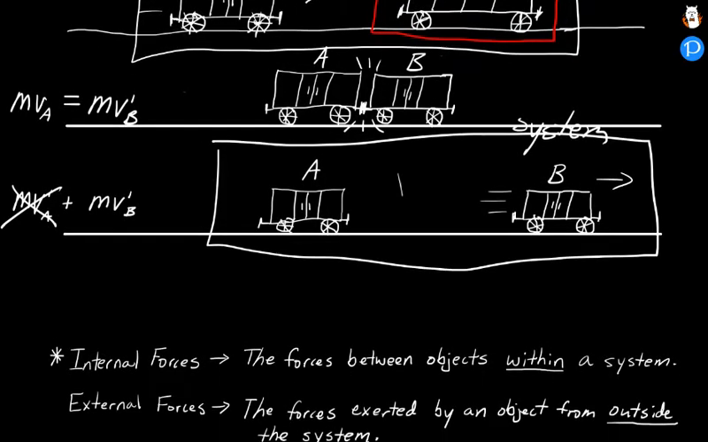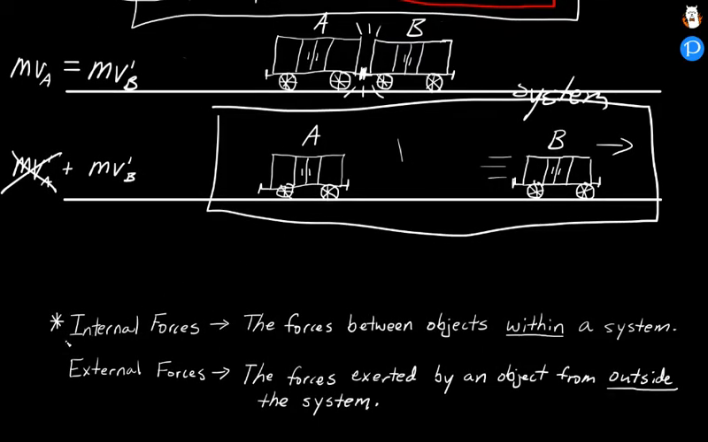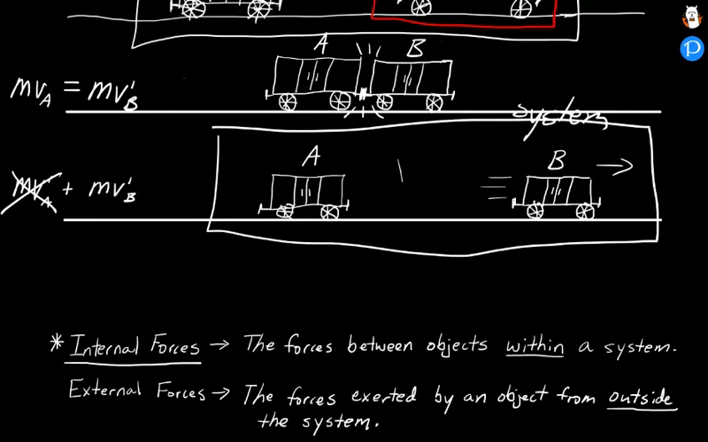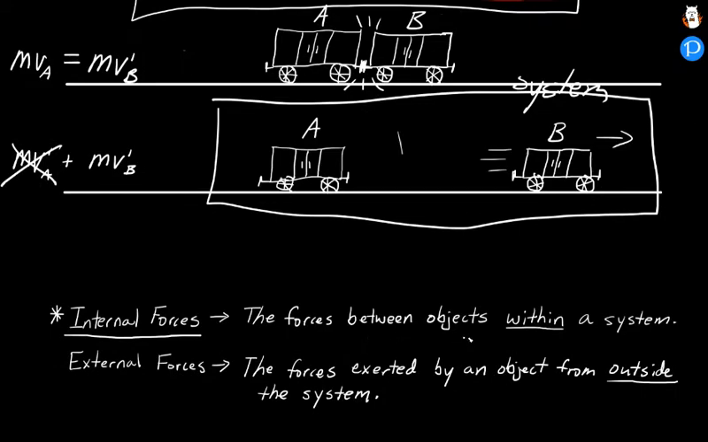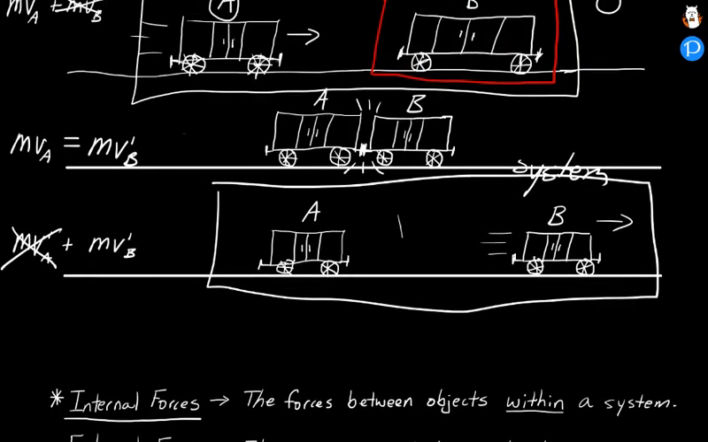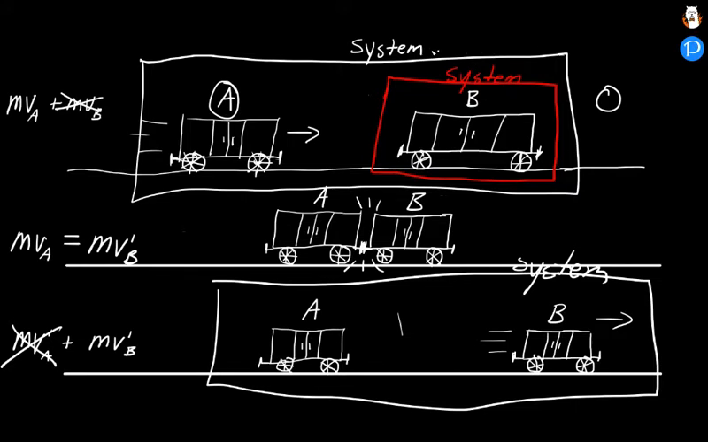And there's just a couple things we want to define here. The first one is internal forces. If we have a closed system, and nothing comes in and nothing goes out, we're talking about internal forces, the forces between objects within the system. So in this scenario, where I define the system as both car A and car B, we would say that A is an internal force on B, because it's within the system, right? That's happening within the system. It's not coming from outside the system.